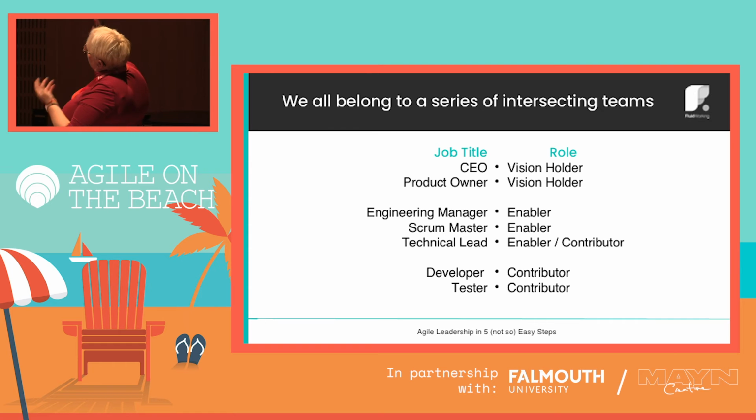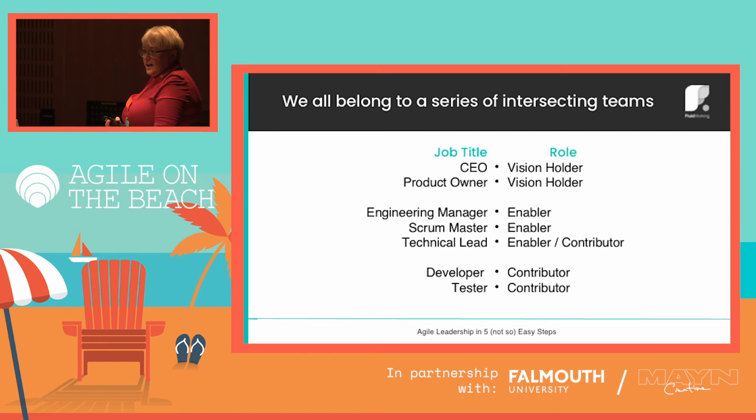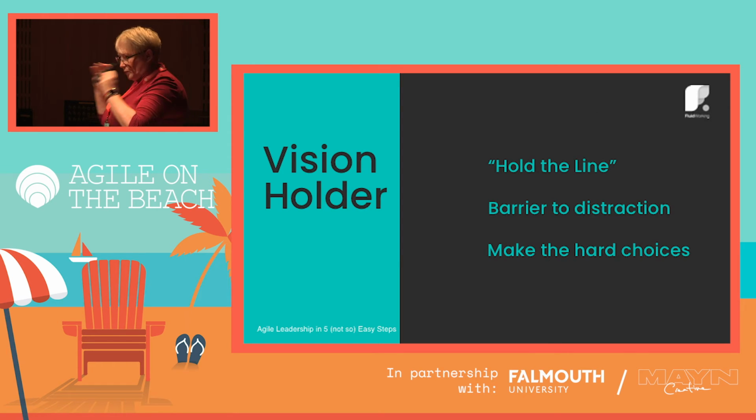And I think this would be a reasonably sensible way of divvying up those kind of roles with the product titles, with the job titles that we've got. So CEO is a vision holder, or product owner is a vision holder. This is not, I hope, rocket science or even particularly controversial. But I want to dig a little bit deeper than that. So let's talk about what these roles actually do.